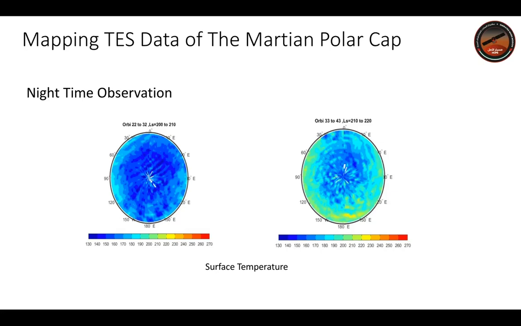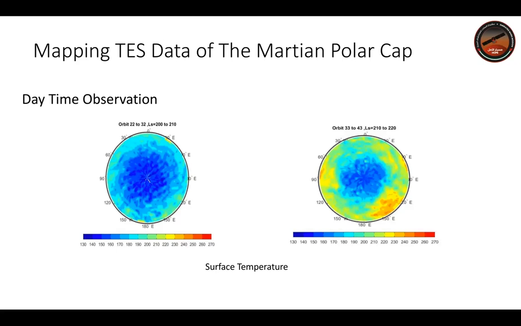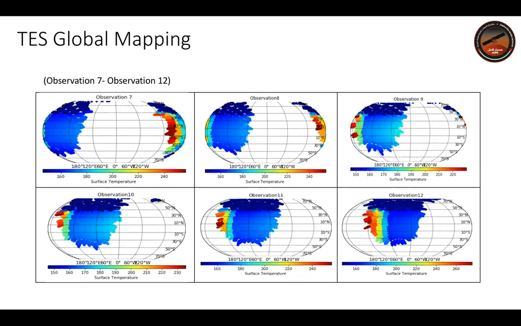So this is the nighttime observation and the second one is the daytime observation. And this is another example of global mapping using the same data, thermal emission spectrometer data, to study the surface temperature for different instrument observations from 160 to 270 Kelvin. Yeah, thank you.